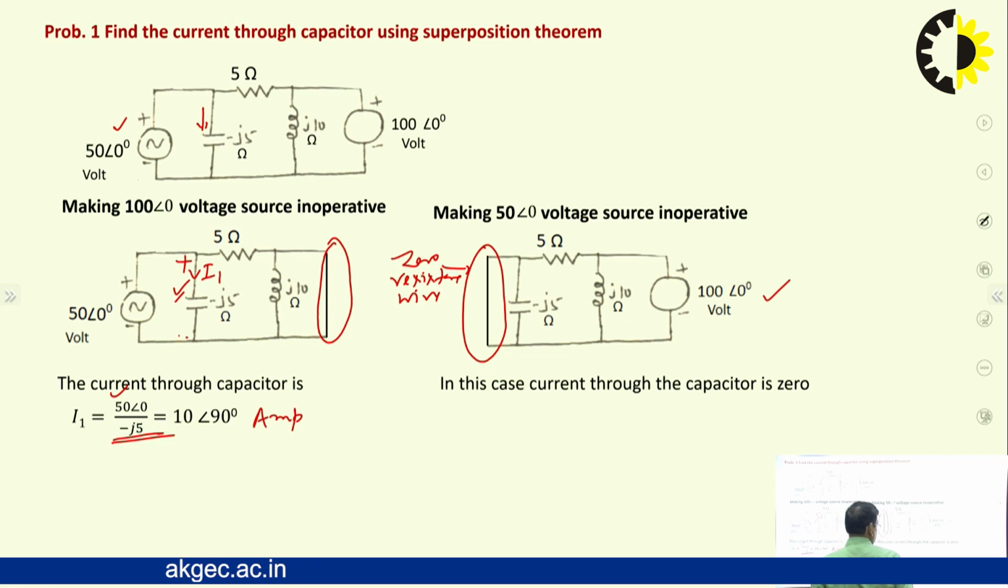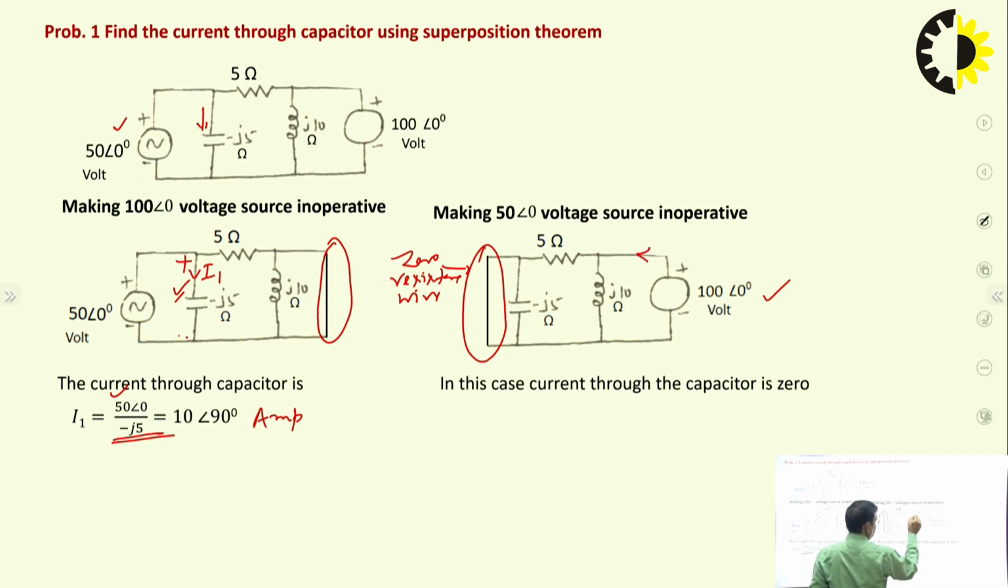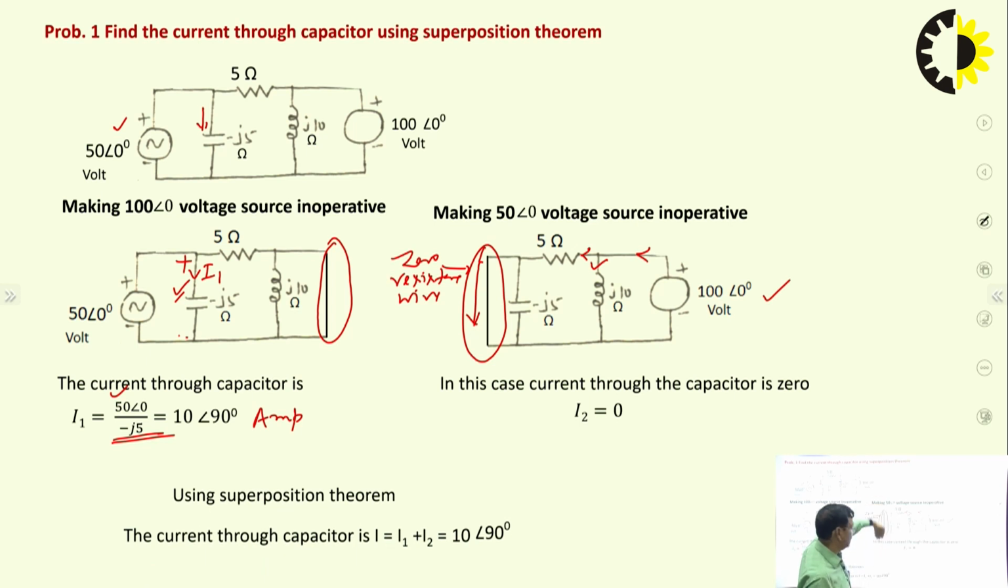So in this case the current through the capacitor is 0. Why is it 0? Because this is the 0 resistance wire. Suppose current is supplied by this source, some current will go through this, some will come through this. This current is reaching this point, so at this point the whole current will pass through this. Why? Because current follows the minimum resistive path. The current that was flowing through the 5 ohm resistor will flow through this 0 resistance wire. So in this case I2 is 0.